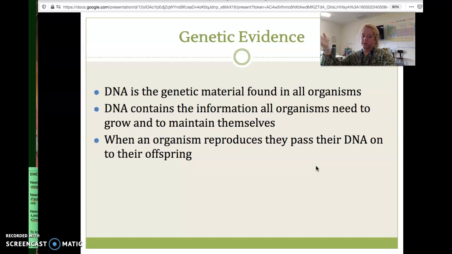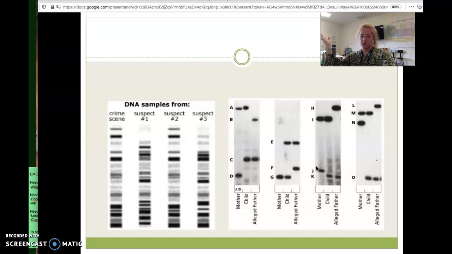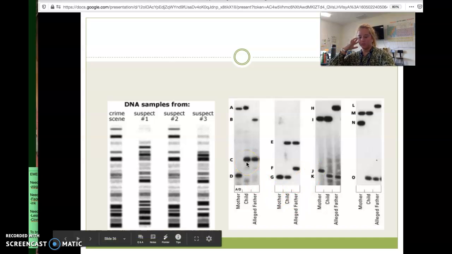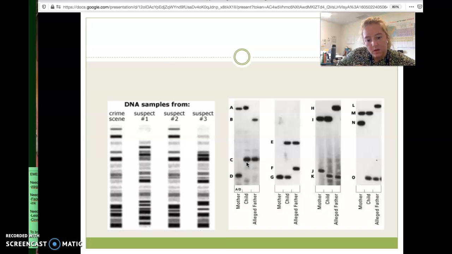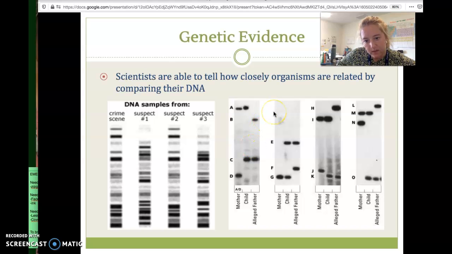But when organisms reproduce, again, they pass their DNA on to their offspring. So this is another piece of evidence that science cites to support evolution. Again, we looked at this. This is our gel electrophoresis. So we're looking at a couple of examples of DNA evidence between organisms. Scientists are able to tell how closely organisms are related by comparing their DNA. Like if I wanted to compare the DNA of a mother, a child, and the alleged father, I could do that using DNA samples.